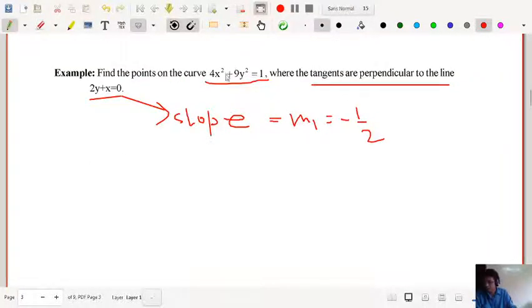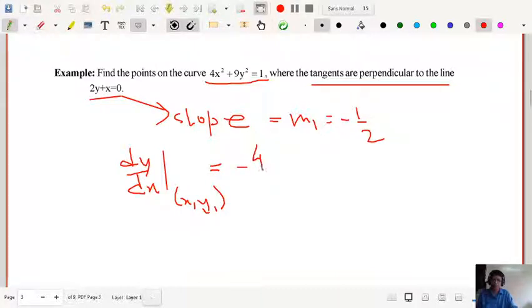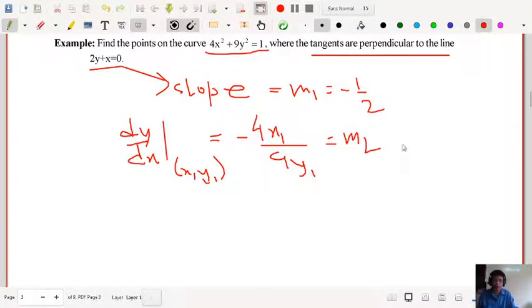So let's differentiate this. If you differentiate, 8x plus 9y dy/dx, so you know the dy/dx value at x1, y1, suppose. So dy/dx at x1, y1, you can easily verify, will be minus 4x1 by 9y1, and that is equal to m2, say. So these two are perpendicular. The tangent and this line are perpendicular. So the product m1 m2 must be minus 1.